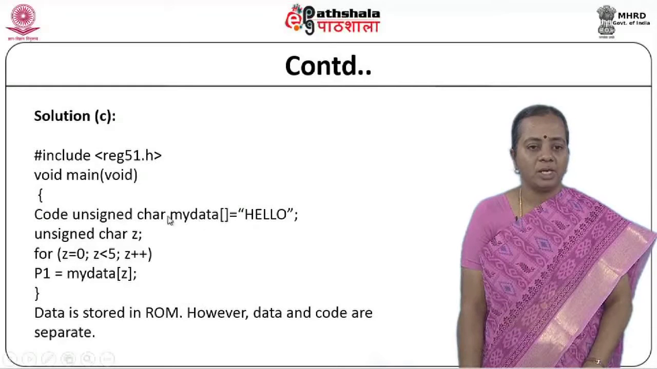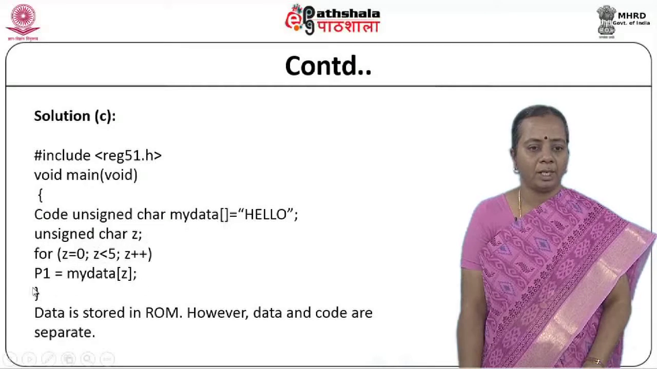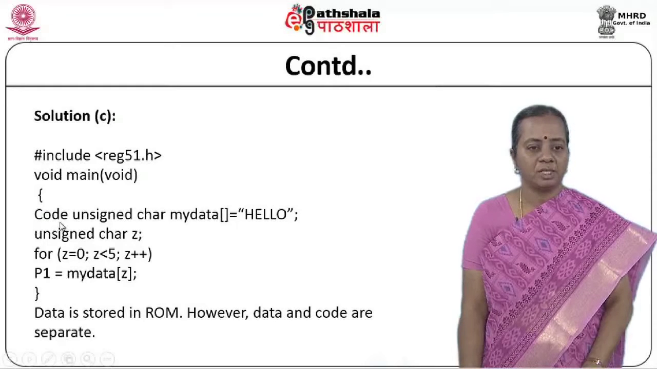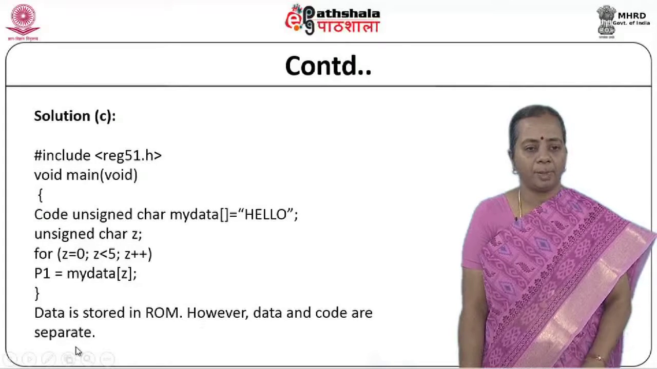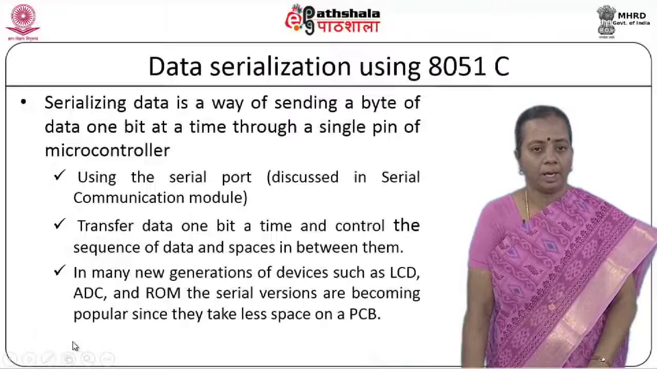So, code unsigned character my data hello, and I put it in a loop, so that each and every time I read one character which is pushed towards P1. The only difference is that this data is declared with the first word as code. Because of that the data is stored in read only memory, but anyway the code and data are stored separately in that particular area.